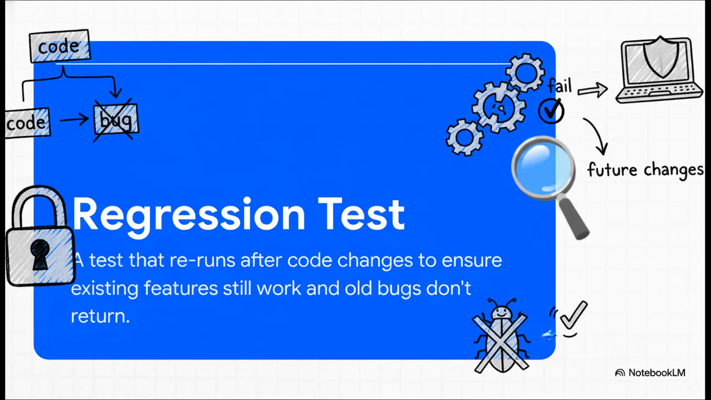This new test has a special name. It's called a regression test. Its only job in life is to make sure that this specific bug you just fixed stays fixed. If anyone on your team makes a change a year from now that accidentally reintroduces this exact flaw, that test will immediately fail, and it will protect your application.